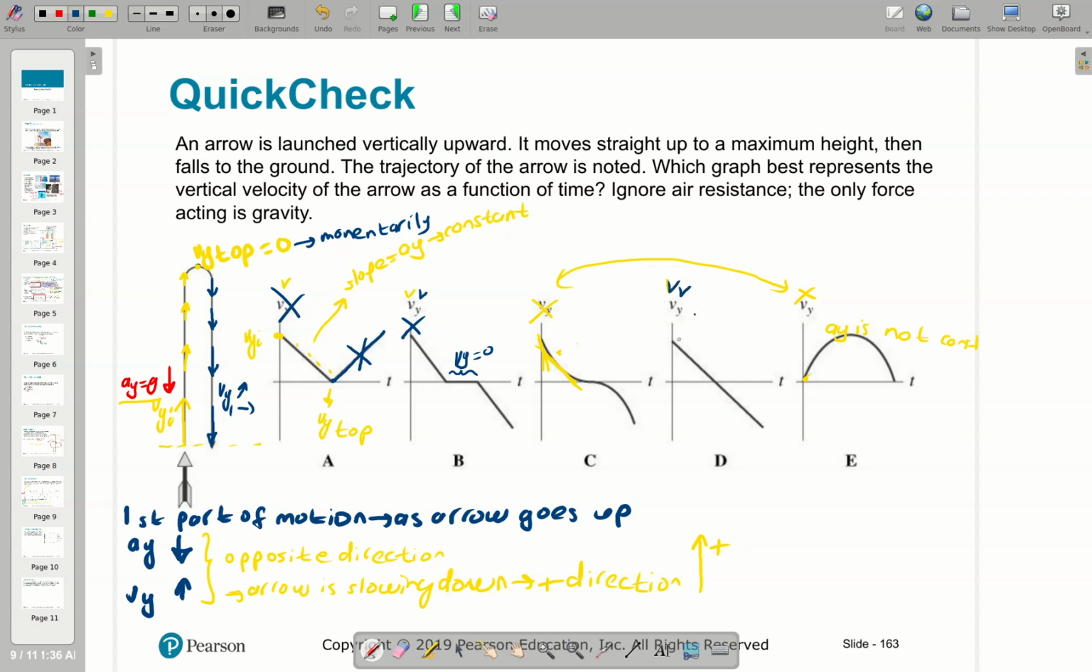It's a decrease in velocity in the first part of the motion, then it turns back, comes back down, an increase in velocity in the second part. So that's good. My answer is D.